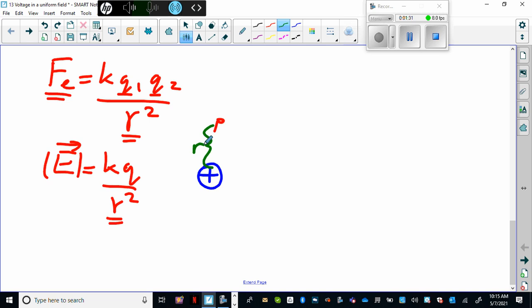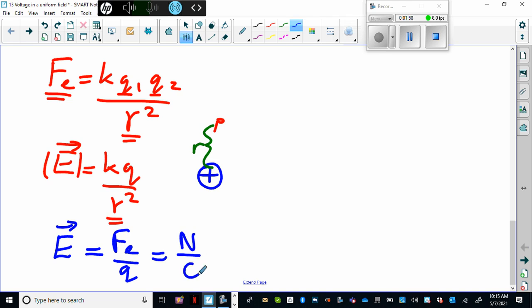Then we learned this formula here, E equals Fe over Q, right? And again, that's to do with the electric field. And this one, just to liken it to gravitational fields, right? Gravitational fields are measured in newtons per kilogram, and electric fields can be measured in newtons per coulomb.